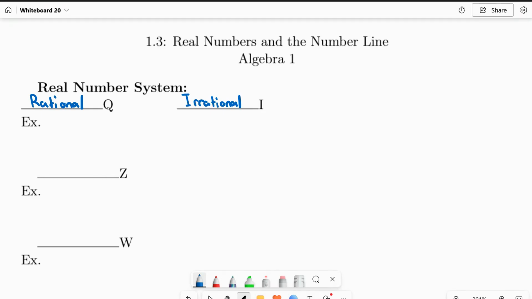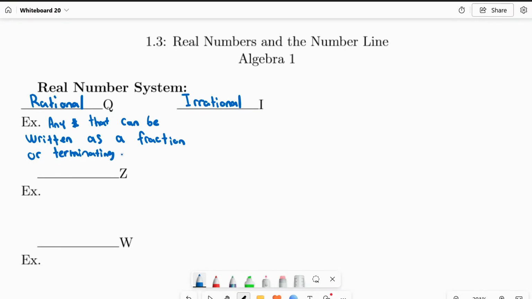So starting with rational numbers, a rational number is any number that can be written as a fraction or a terminating or repeating decimal. A terminating or repeating decimal means that the decimal ends.